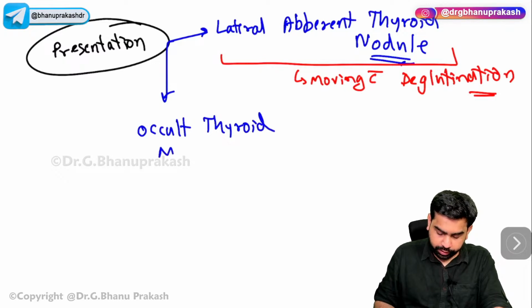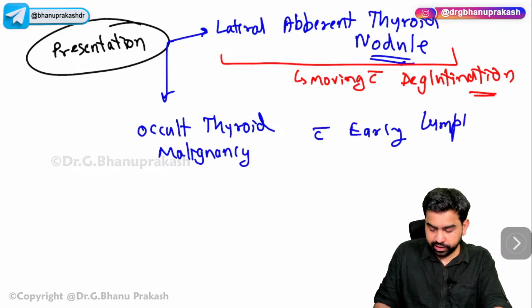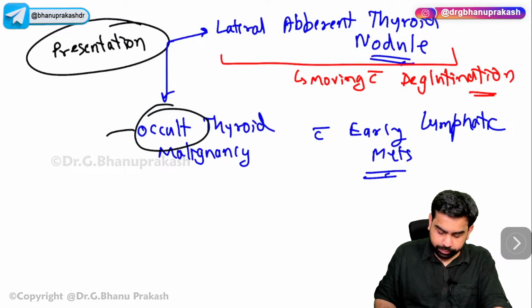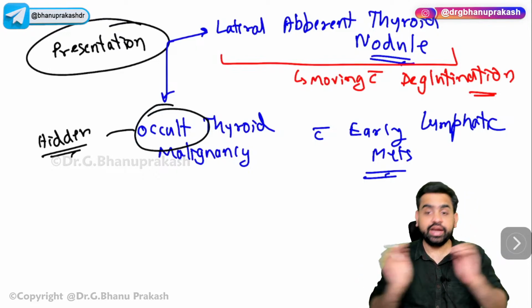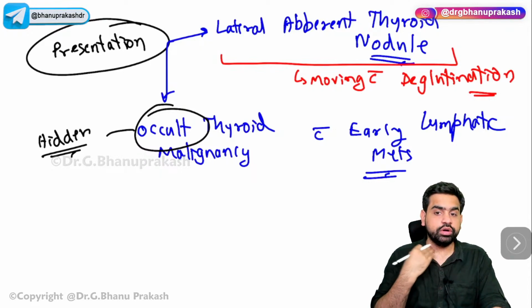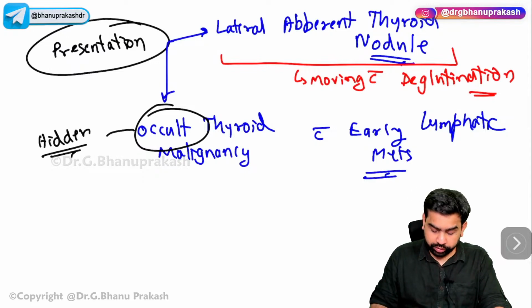thyroid malignancy with early lymphatic mets. So what do you understand by occult? Occult basically means hidden. So there is a hidden thyroid malignancy. It means that in the thyroid, when you are palpating, there is not a very important nodule which is getting palpated. So hidden thyroid malignancy with an early lymphatic spread.